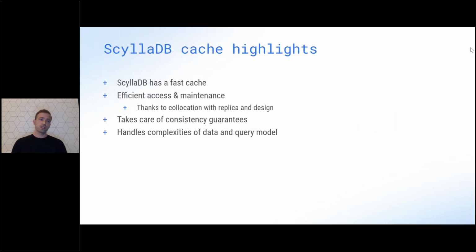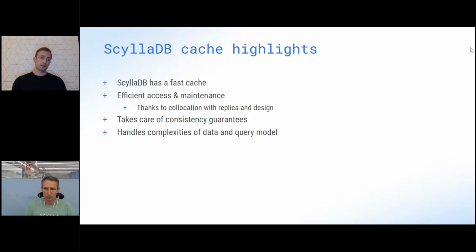So the key takeaways from this are that ScyllaDB has a fast cache, and the cache access and maintenance is efficient due to our design and due to collocation with the replica. And our cache takes care of upholding all the semantics of the query language and the data model, and also the consistency guarantees, which could be problematic for an implementation of external cache.